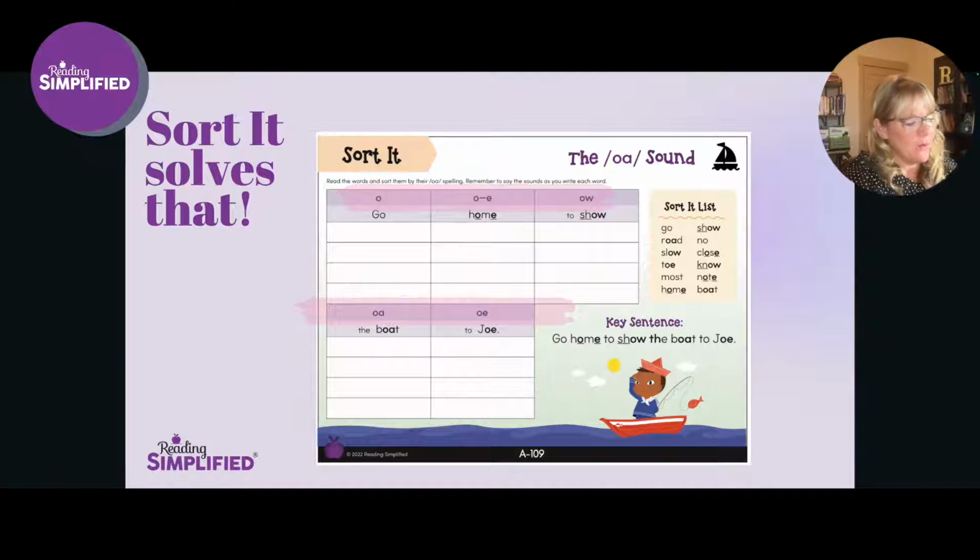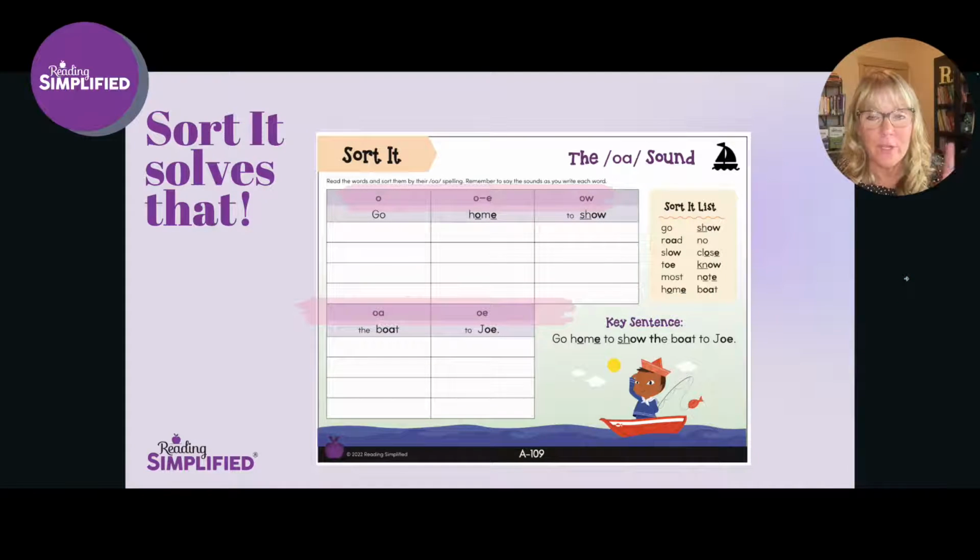And you better believe that when we're doing it, we are tying it to sounds. So if the word road is written under the OA column, this child goes R, O, D. And we also have the key sentence. One key sentence for each sound. In this case, it's go home to show the boat to Joe. That is a mnemonic that helps us all week. And then we go and read O sound text, which we have hundreds of inside the Reading Simplified Academy.